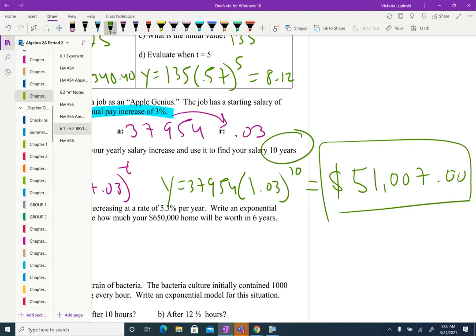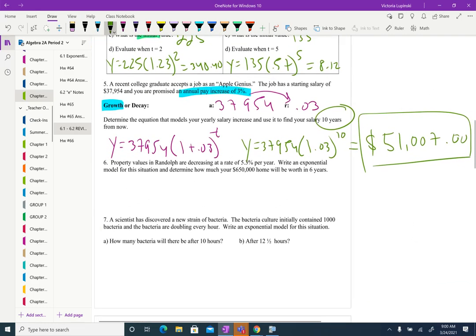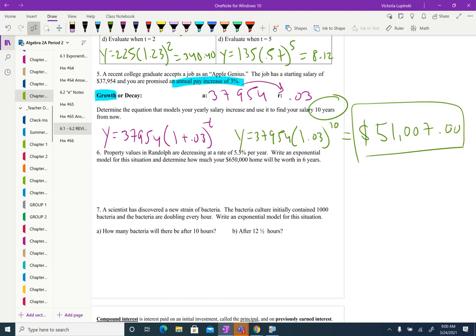So maybe that's a lot, maybe it isn't. It's kind of up to you to decide. Ms. Lupinski, how do you know where to put the comma? You just look at the calculator. Look where the decimal point is, and then every time you count 3 back from that, you put a comma. Oh, yeah, okay.